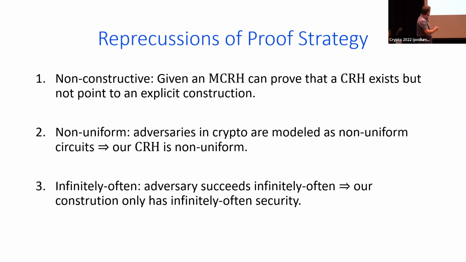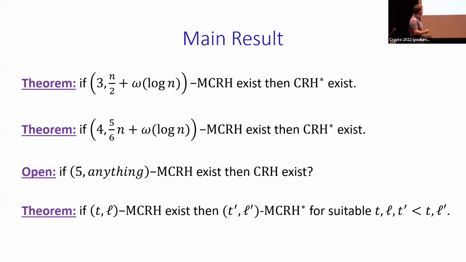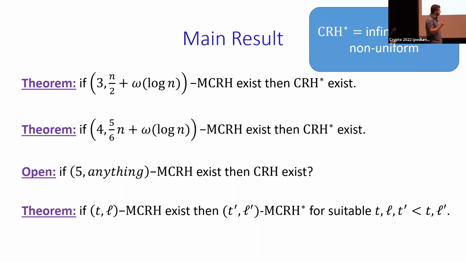And lastly, a more technical point: a typical adversary in crypto is only required to successfully break the primitive on infinitely many input lengths, so our construction will only work on infinitely many input lengths. So we only get infinitely often security. Going back to the result slide, what this asterisk was actually hiding is that the CRH that we get is only infinitely often secure, and it's non-uniform.